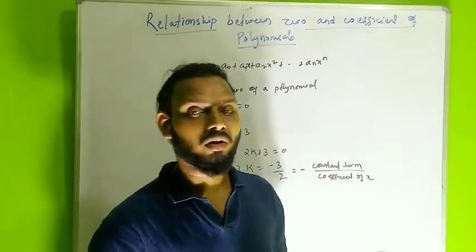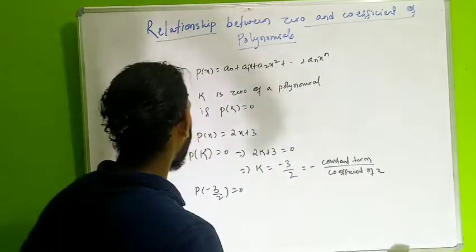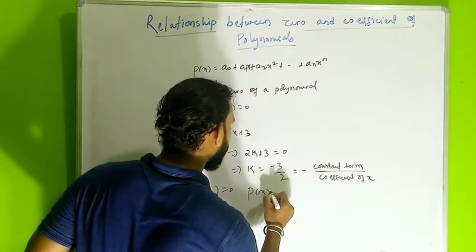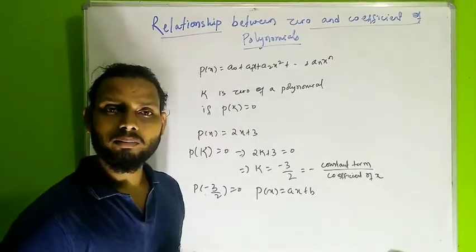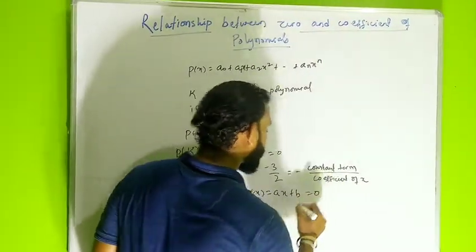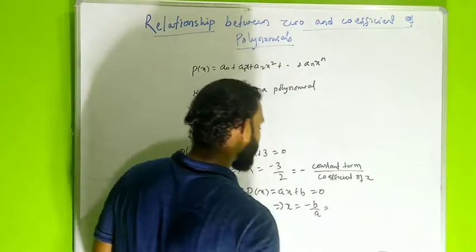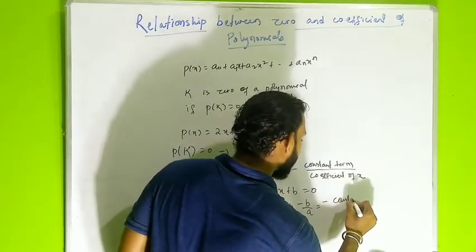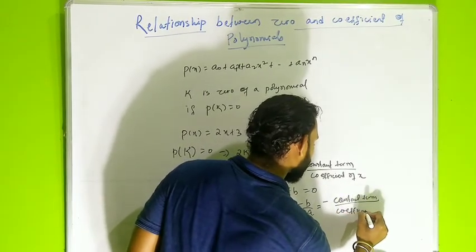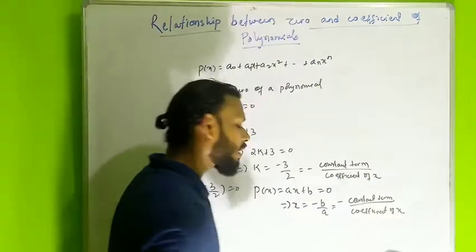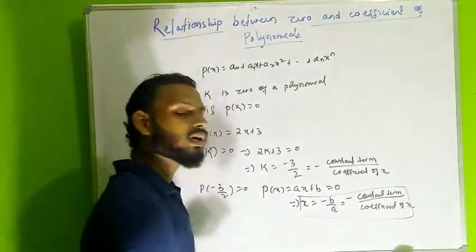So does this property hold for any polynomial p of x of degree 1? Let us consider the general form. If I consider a polynomial p of x is equal to ax plus b, then x is a zero of the polynomial if ax plus b is equal to 0. That implies x will be equal to minus b by a, which is equal to minus the constant term divided by the coefficient of x. So this is my relationship between the zero and the coefficient of the linear polynomial.